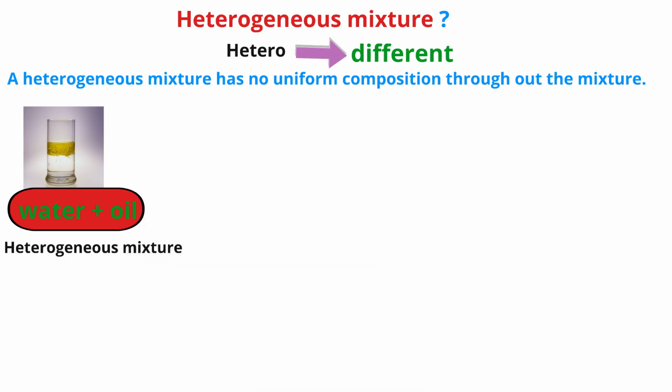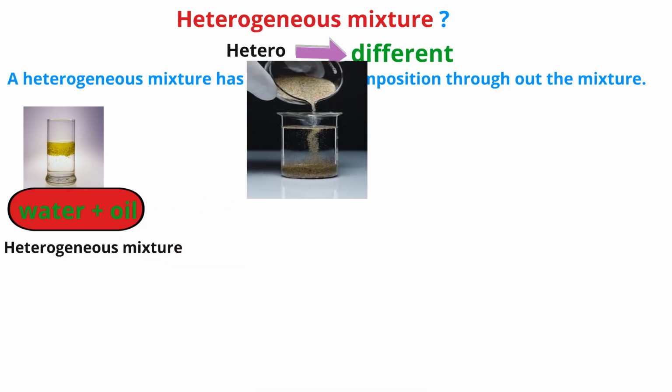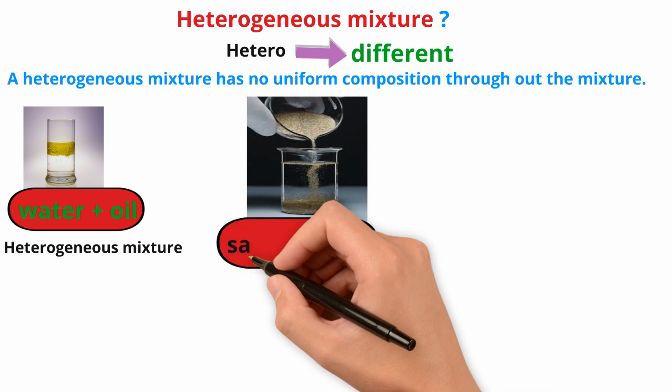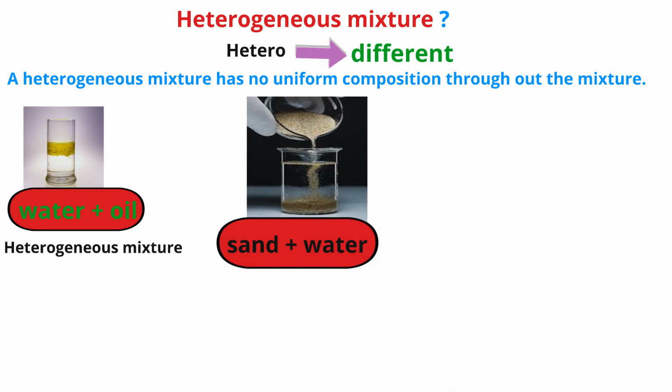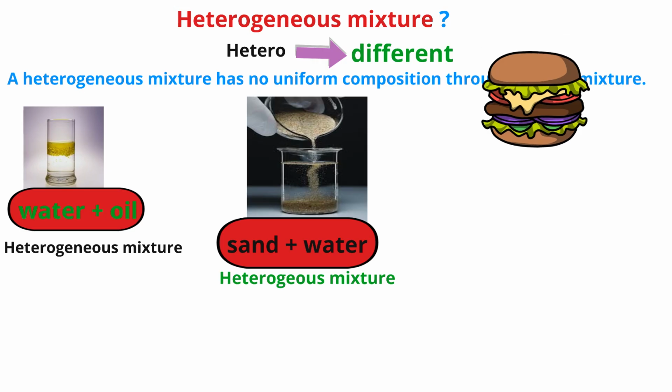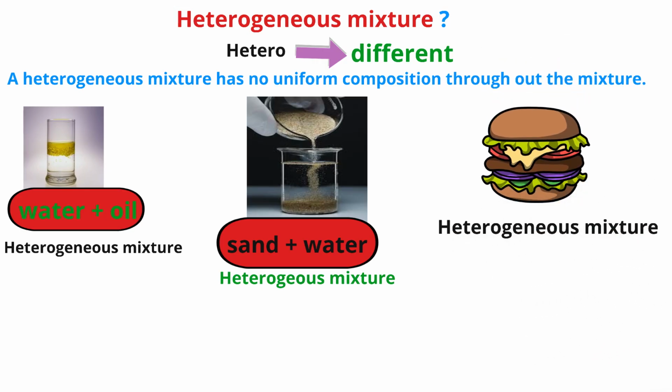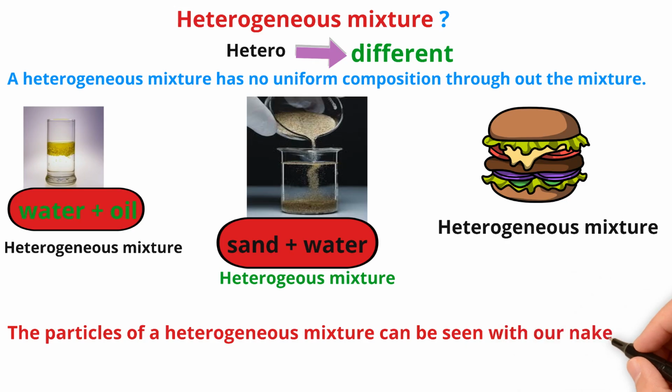a heterogeneous mixture. When we add sand in water, they form a mixture, but this mixture we call an example of a heterogeneous mixture. A burger is an example of a heterogeneous mixture. The particles of a heterogeneous mixture can be seen with our naked eye.